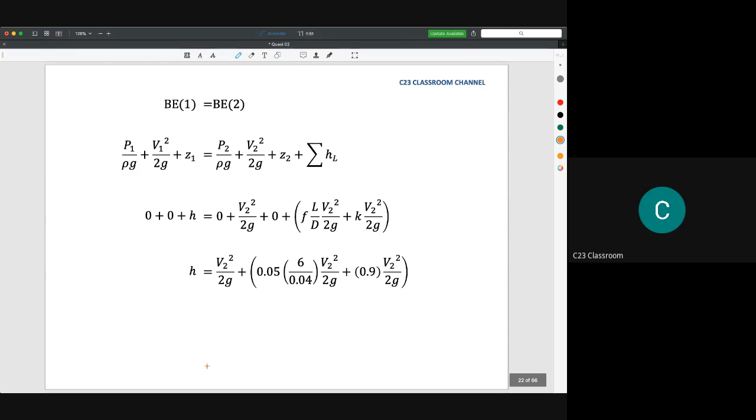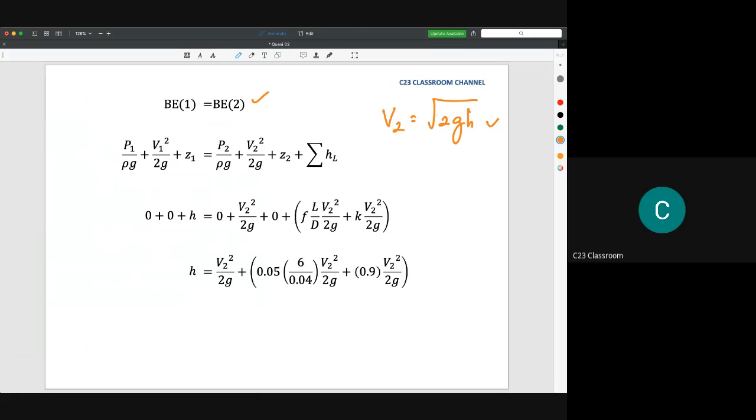So first, we should do the Bernoulli equation. In this situation, you are not allowed to simplify your calculation with V2 equals square root of 2gh, because this equation is actually valid if we have a hole like question number 3. Because we don't have minor loss and major loss in a hole, but we have Cd. For this situation we have a pipe.